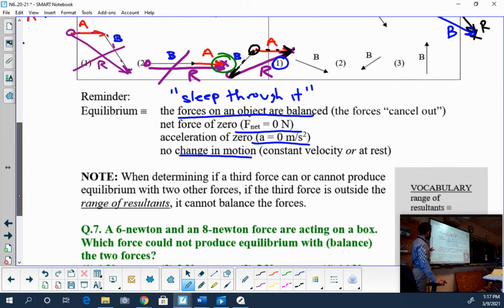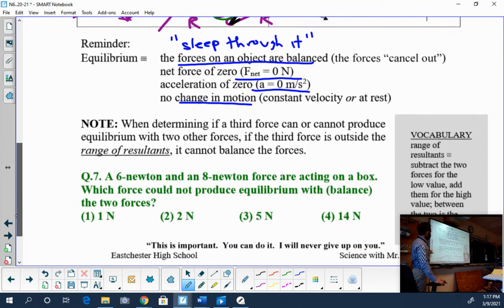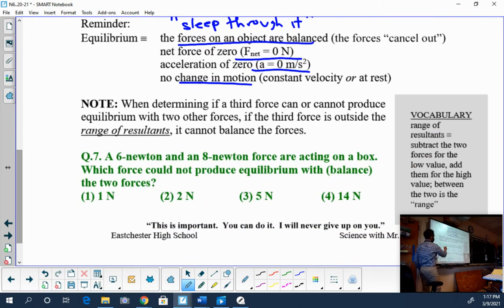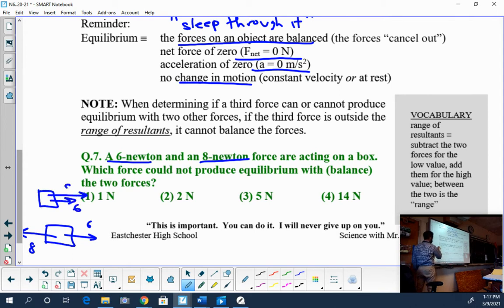Okay. Now, you will sometimes get a question like this. A 6 Newton and an 8 Newton force are acting on a box. So you can imagine the box. Maybe the 6 is this way and the 8 is this way. Or maybe the 6 is this way and the 8 is also this way. Or maybe the 6 is this way and the 8 is this way. Of course, you get unlimited choices here. But the question says, which of these could not produce equilibrium? Basically, which could not balance?